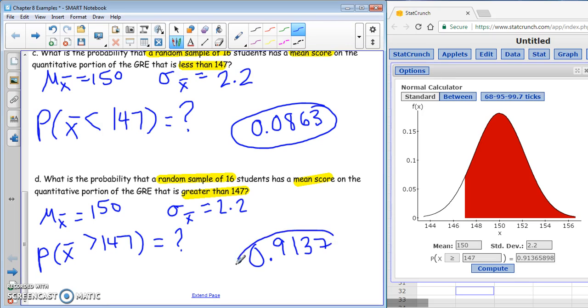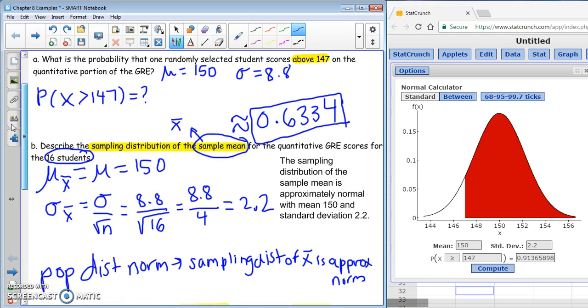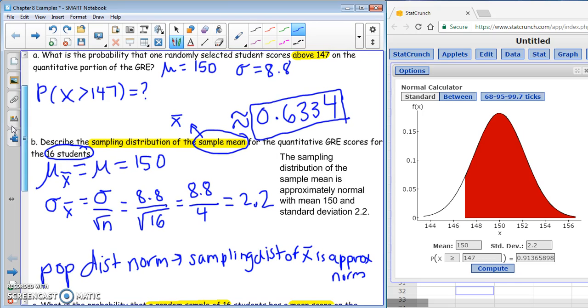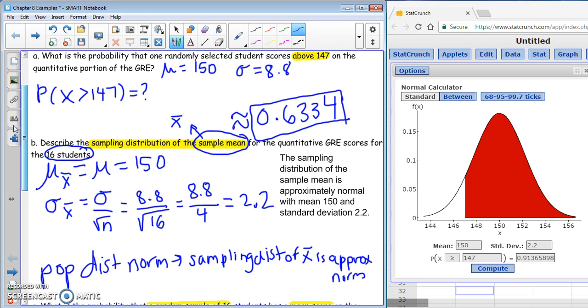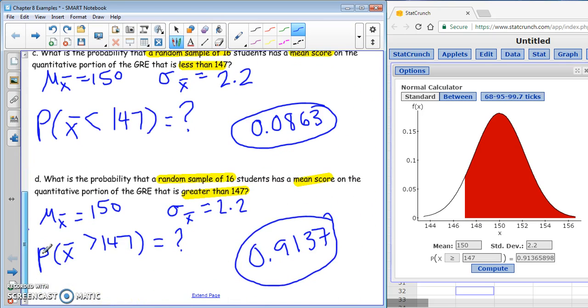Notice if we compare this to our answer from part A, we get a different answer, and that's because we're working with a different standard deviation. So it's less spread out, so we're going to get a different answer there.